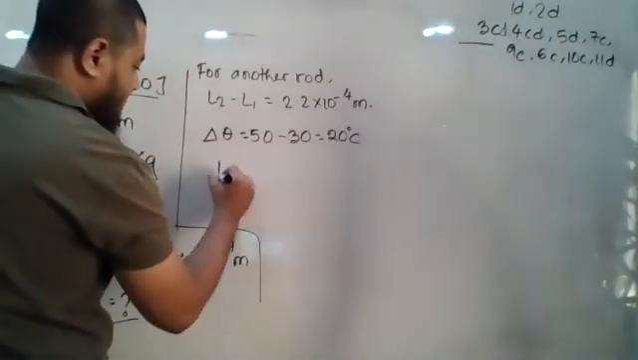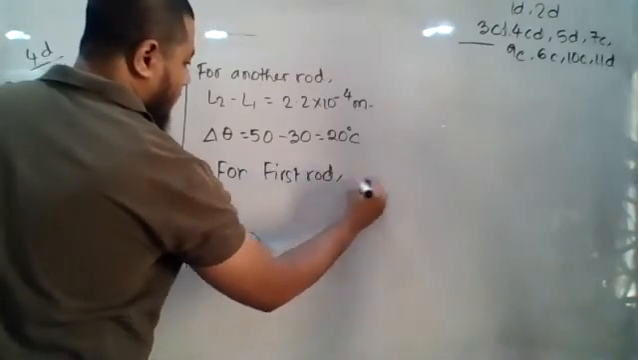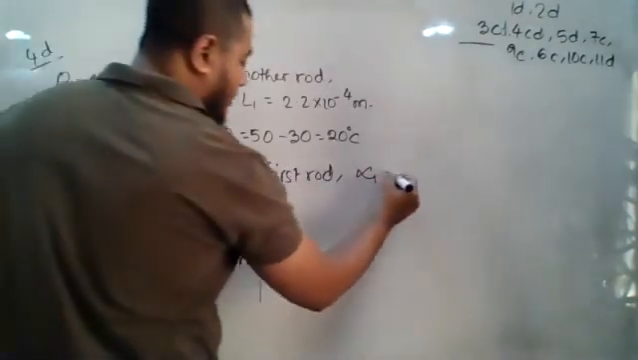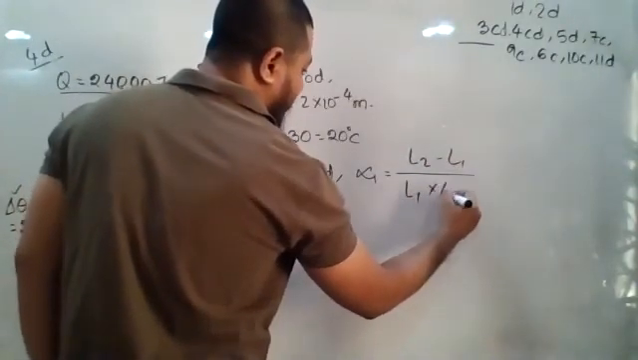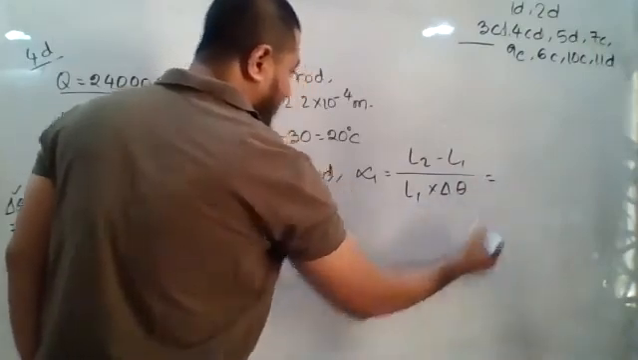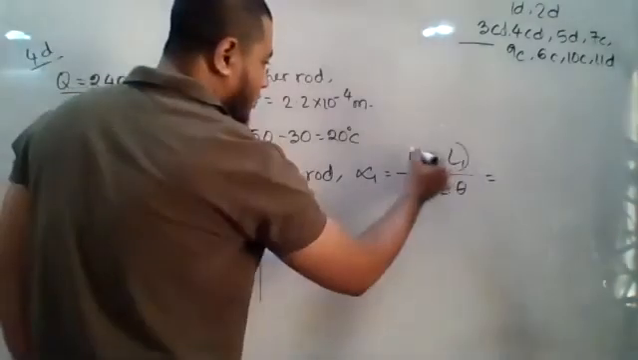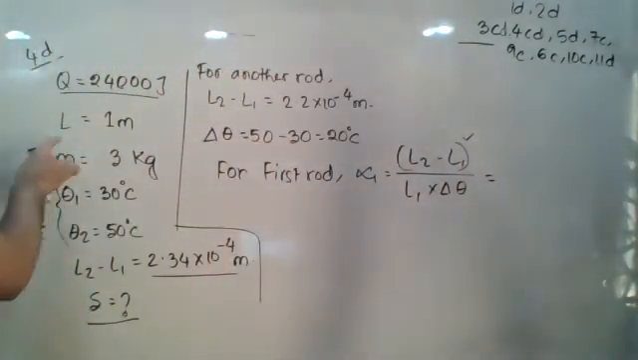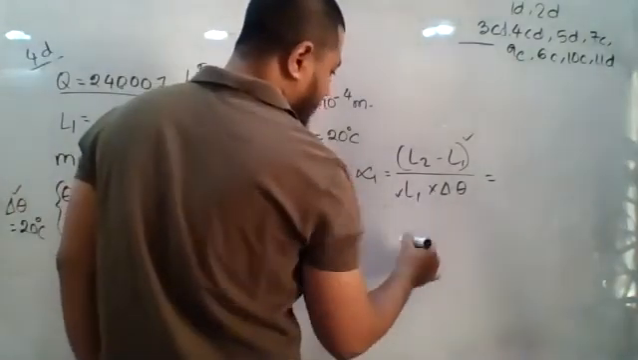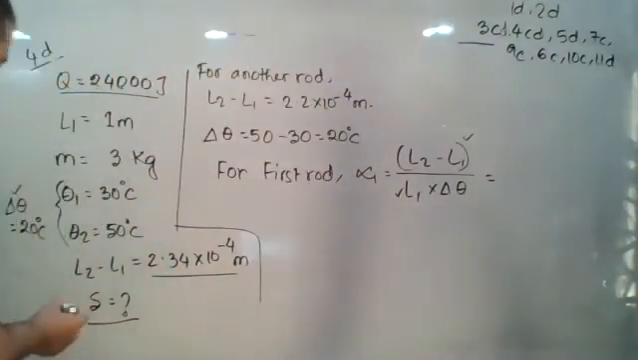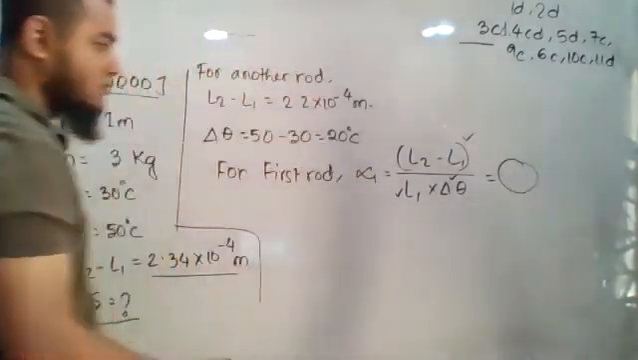You actually know this, okay? You have to write for first rod. Let us say alpha 1 is equal to L2 minus L1 divided by L1 into delta theta, that is theta 2 minus theta 1. So for the first rod we know L2 minus L1, so this value is known. L1 for the first rod is 1 meter, so this one is also known. And delta theta is the change of temperature, 20 degrees Celsius. This is also known, so you can calculate the value, right?